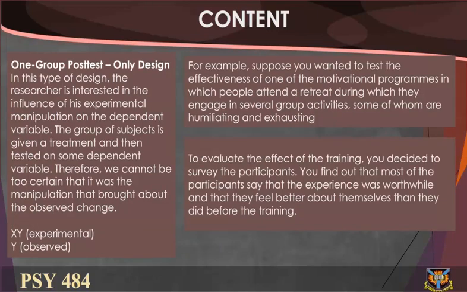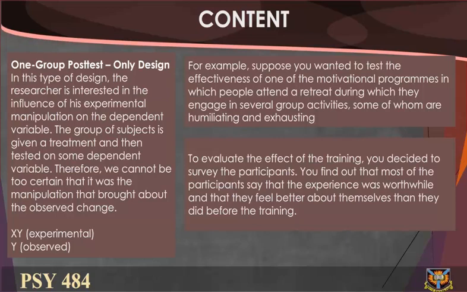One group post-test only design. In this type of design, the researcher is interested in the influence of his experimental manipulation on the dependent variable. The group of subjects is given a treatment and then tested on some dependent variable. Therefore, we cannot be too certain that it was the manipulation that brought about the observed change.